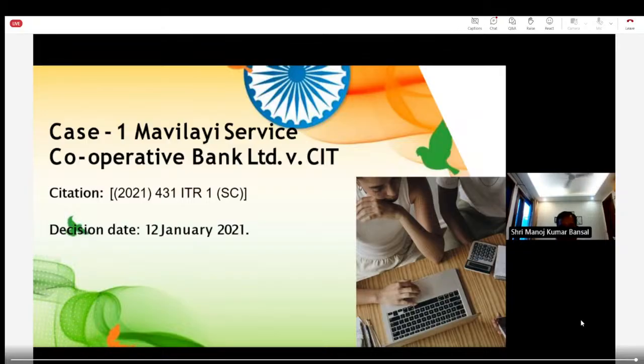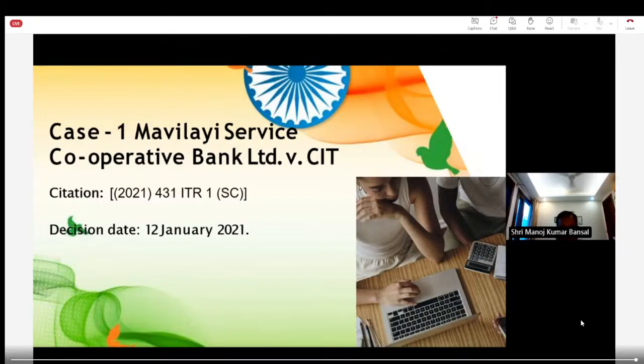My next pointer is pointer number 8. There are only 12 pointers I have made. Whether a weaving society is eligible for deduction under section 80P(2)(a)(ii)? Yes, it is like a cottage industry, and weaving is done at their residence or at a common place provided by the society without any outside labor. Only in that case is a weaving society eligible for deduction under section 80P.